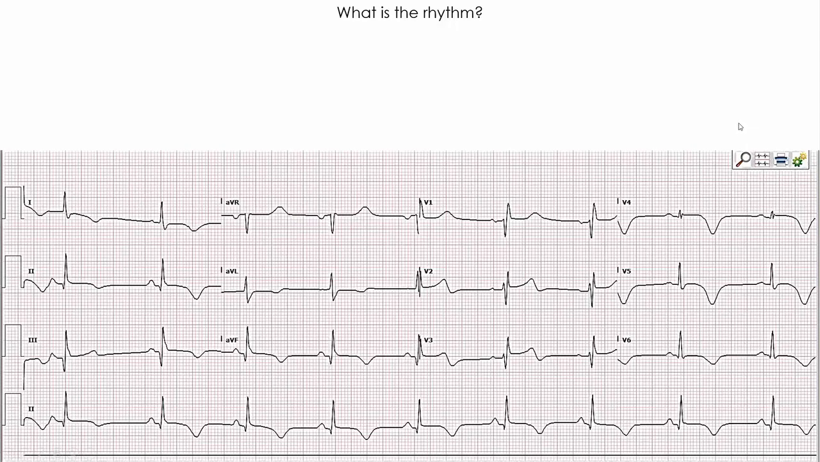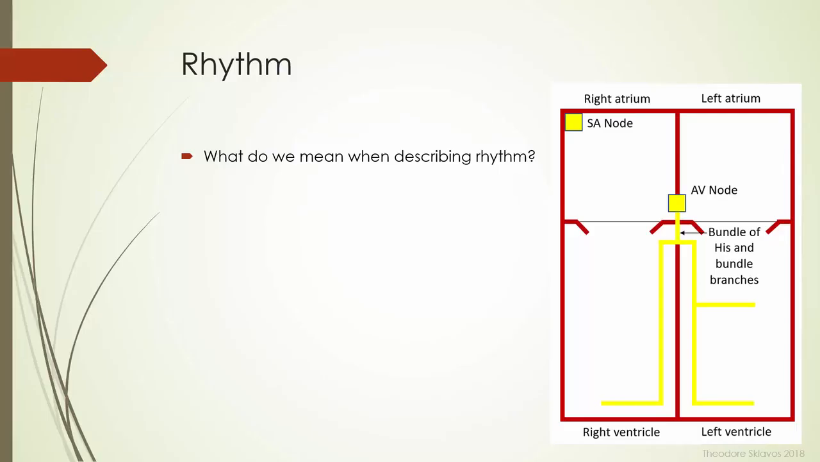Okay, so the next question to answer is, what is the rhythm? Now, the rhythm can be quite tricky to identify, especially on very tachycardic ECGs. Well, in this case, it shouldn't be an issue. But before we get into the details, it's important that you understand what we even mean by rhythm. Okay, now what we mean by rhythm is where the action potential started.